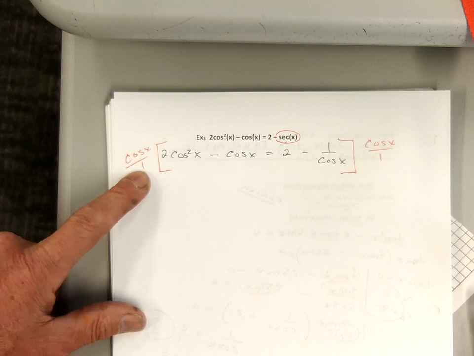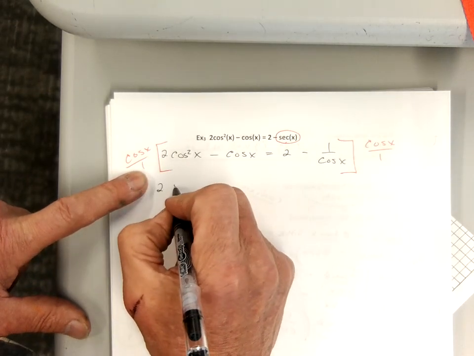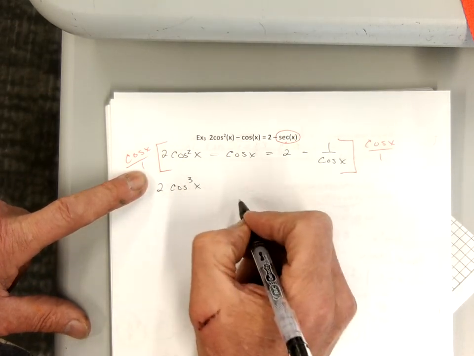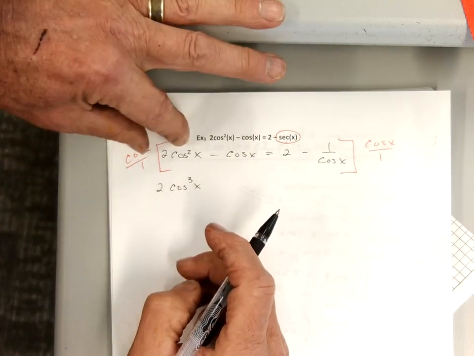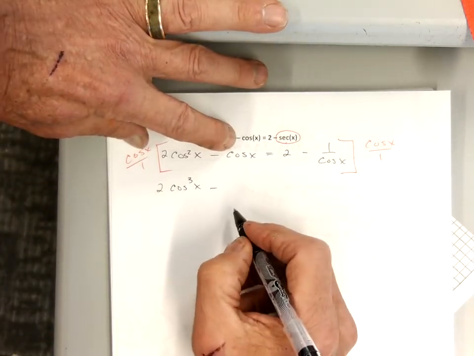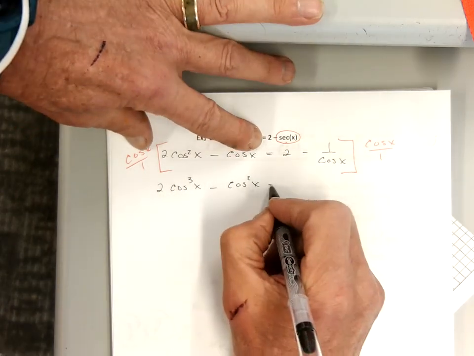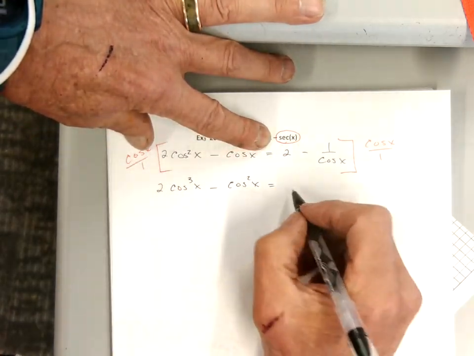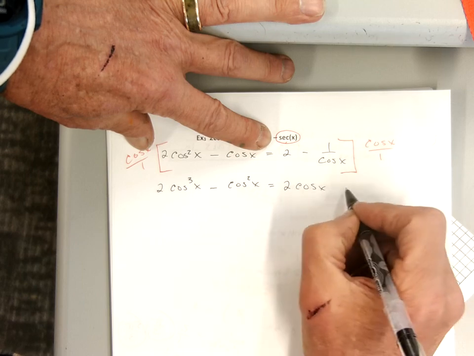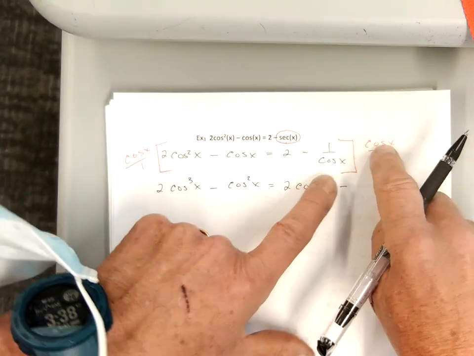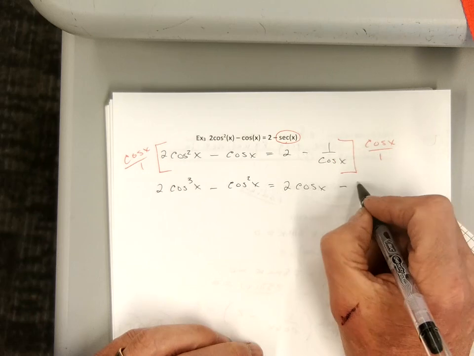Now I'm going to get a cube. I'm going to get 2 cosine cubed of x, cosine times cosine squared, minus cosine squared of x, cosine times cosine, equals cosine times 2 is 2 cosine of x minus cosine over cosine. I get 1.